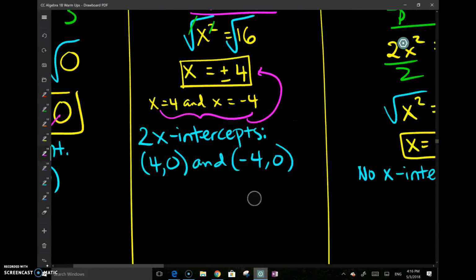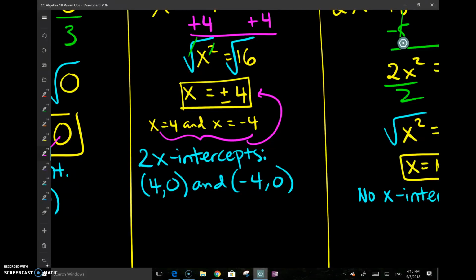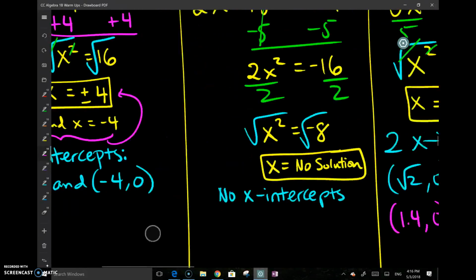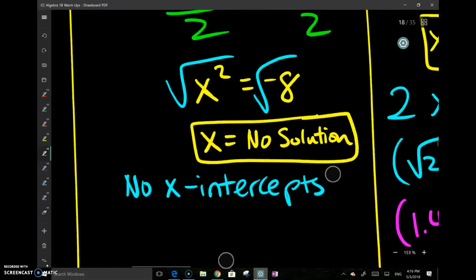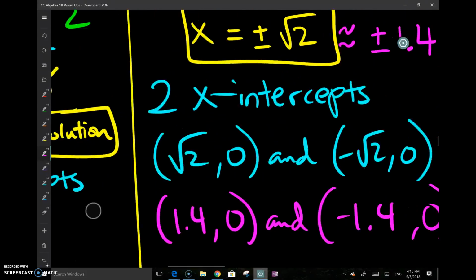The second one, also pretty simple, because you have two very clean answers, 4 and -4, and those are easy to plot as well. This one, obviously, number 3, there is nothing to plot as far as x-intercepts are concerned, so you have nothing to worry about there.